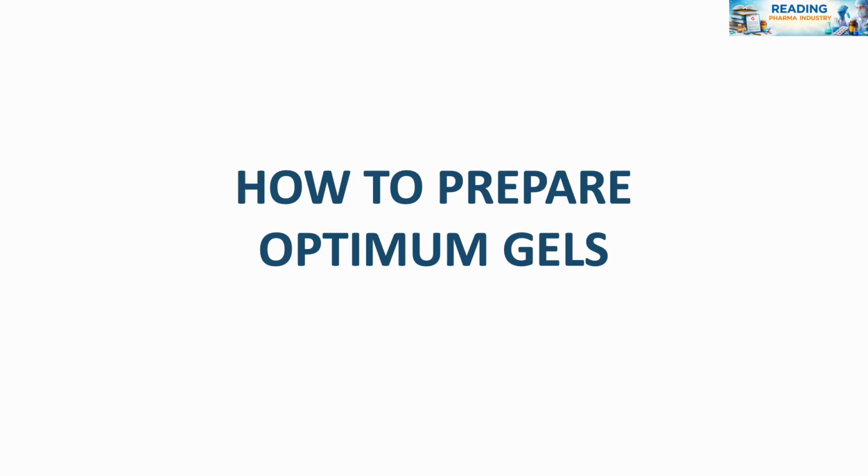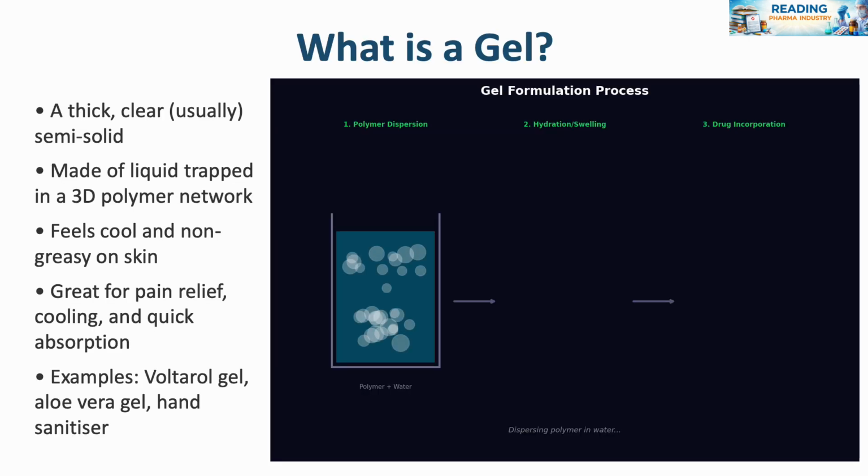In this part, we will learn how to prepare optimum gels. So we build on our previous knowledge on optimization and factorial design and how to choose the right variables to get the best gel. The first question is, what is a gel?